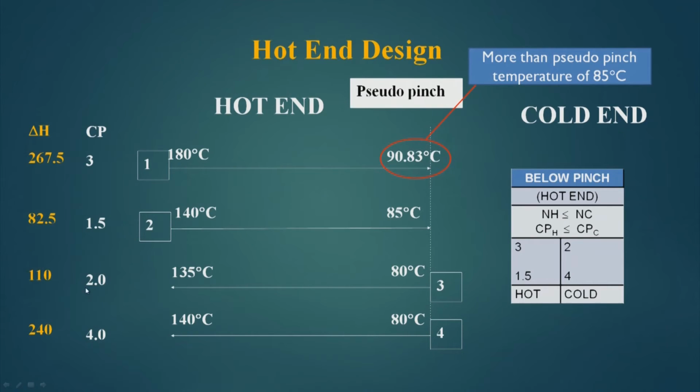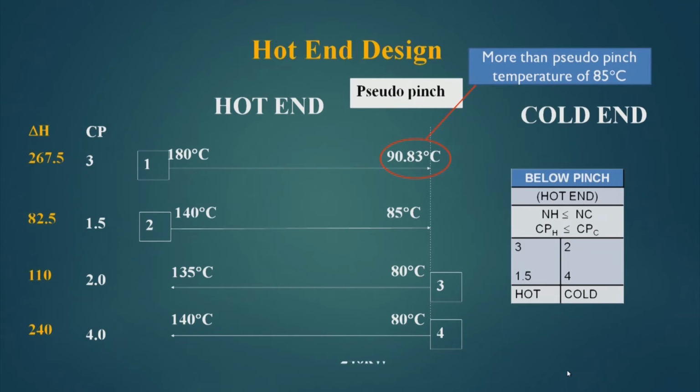So, here we have 2 hot streams with 3 and 1.5, and there are 2 cold streams, 2 and 4. So, these are hot streams and these are cold streams. Now, let us put the match. Now, here this stream has 267.5 kilowatts with it, and this requires 240 kilowatts.